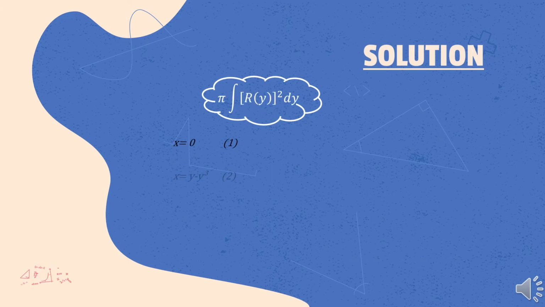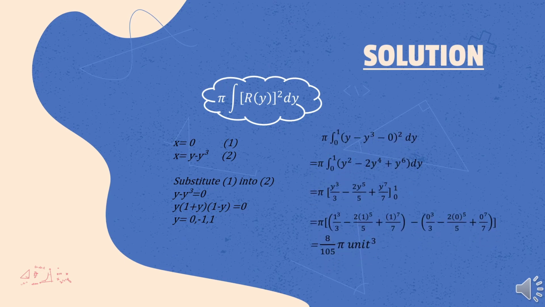To solve the problem, we need to find the interval by equating x equal to 0 and x equal to y minus y cubed. We will get y equal to 0, -1 and 1. And then, substitute the interval and equation into the formula. Expand and integrate y squared minus 2y to the power of 4 plus y to the power of 6. After that, substitute the interval. Lastly, we will get the answer, which is 8 over 105 pi unit cube.